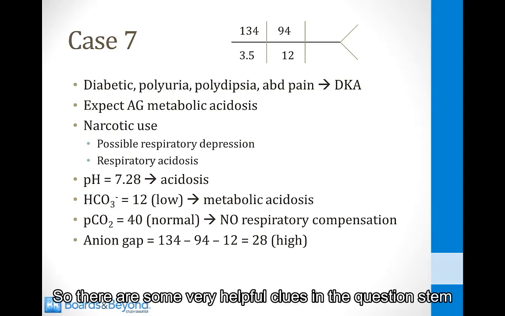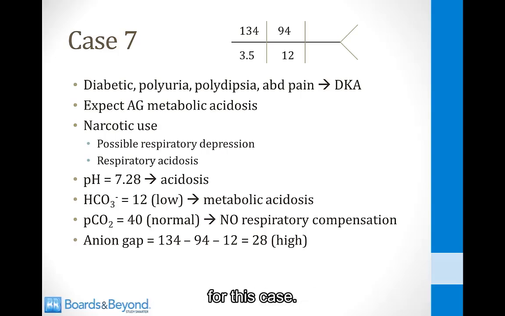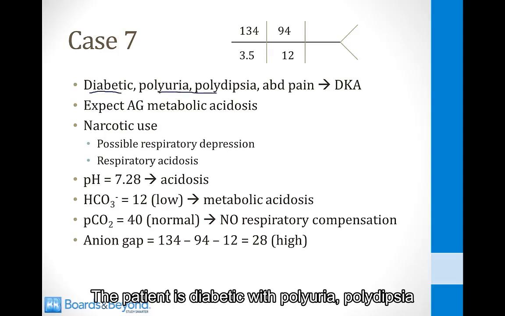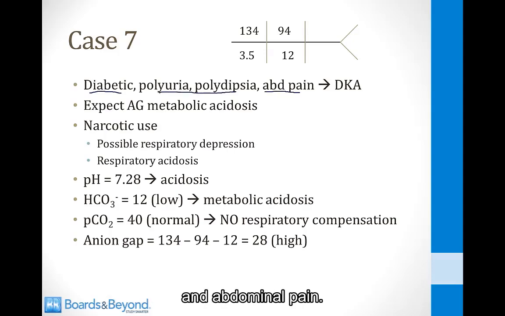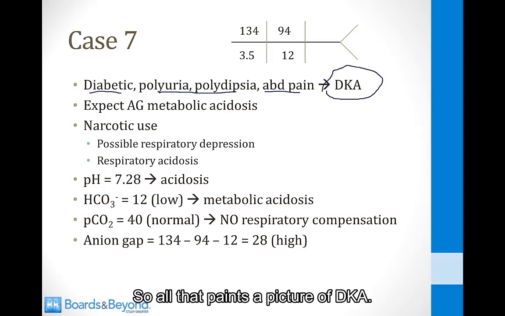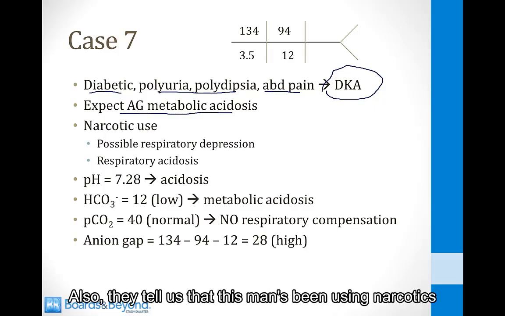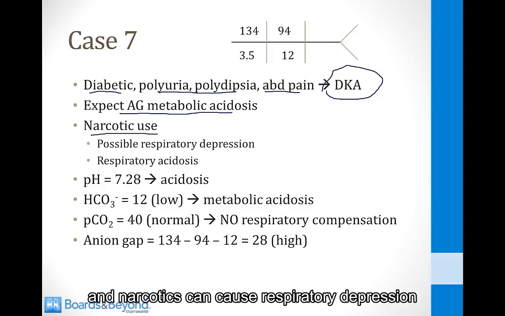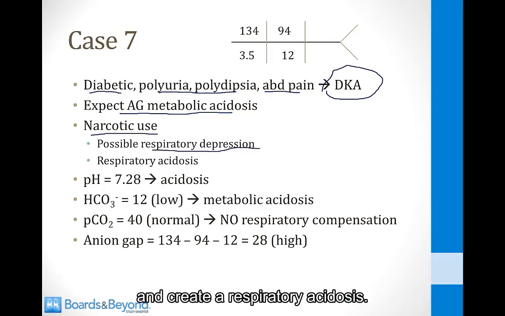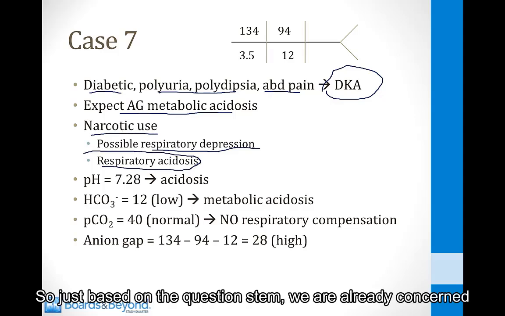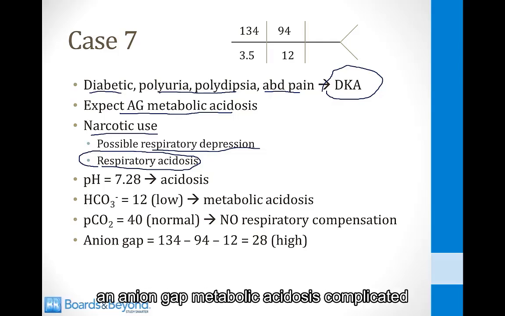So there are some very helpful clues in the question stem for this case. The patient is diabetic with polyuria, polydipsia, and abdominal pain. So all that paints a picture of DKA. And in diabetic ketoacidosis, we expect an anion gap metabolic acidosis. Also, they tell us that this man's been using narcotics, and narcotics can cause respiratory depression and create a respiratory acidosis. So just based on the question stem, we are already concerned that maybe we're going to have an anion gap metabolic acidosis complicated by a secondary respiratory acidosis.